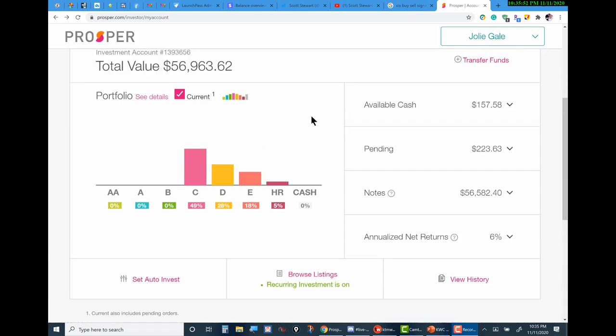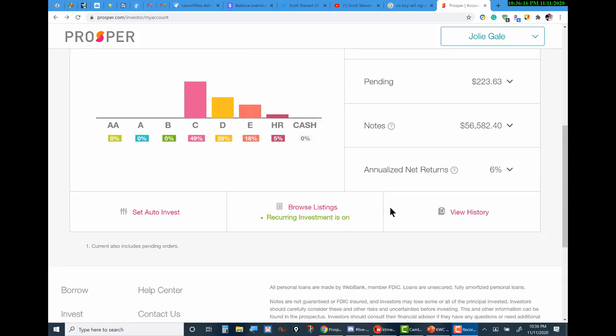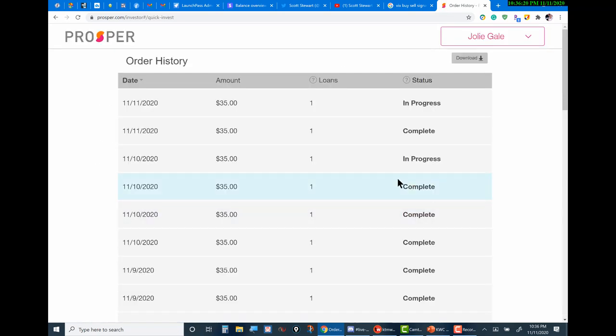But if you look at this, you can see that we have invested in different asset classes. So you can pick what the creditworthiness of an individual is. You can look at C class, D class, E class, double A's if you want to. All of those things are reflected in the interest rates that they are going to pay. These are obviously paying interest over and over again. And if you look at the history here, you can see this is all set on auto invest. There is nothing for us to do.